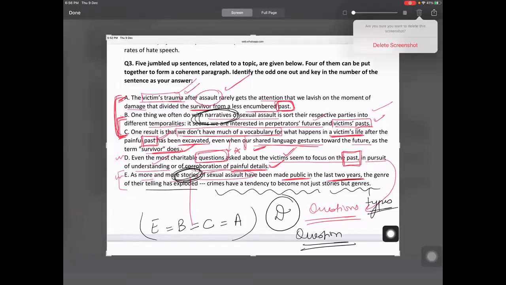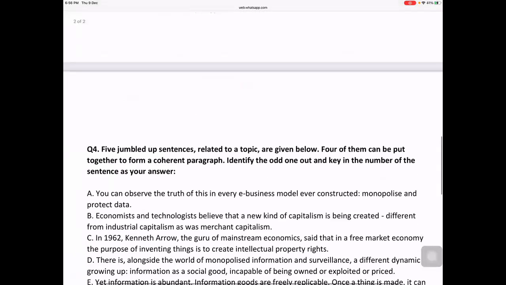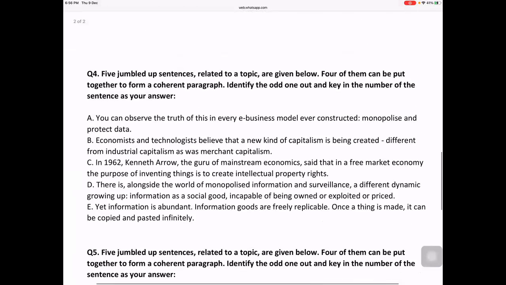Is it clear, Shreya? Yes, ma'am. Right. Let's solve another question. We have 2 more questions left. We can solve this question as well.